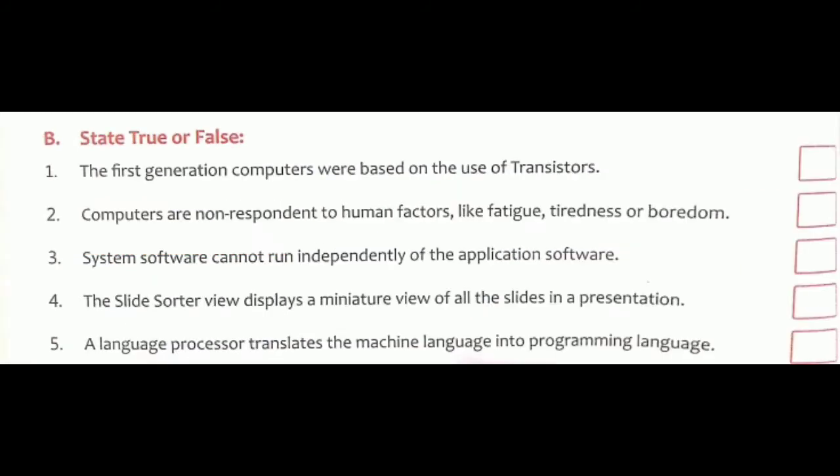Now let's continue with the true false. The first question is the first generation computers were based on the use of transistors. As we know, the first generation computers were based on the use of vacuum tubes. First generation computers were vacuum tube based computers, not transistor based. So here this is false.